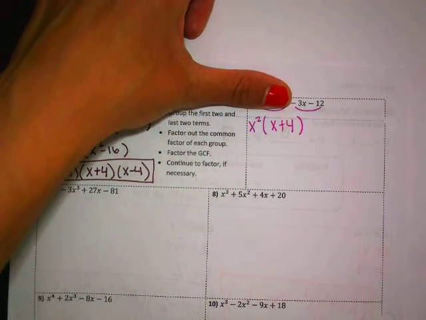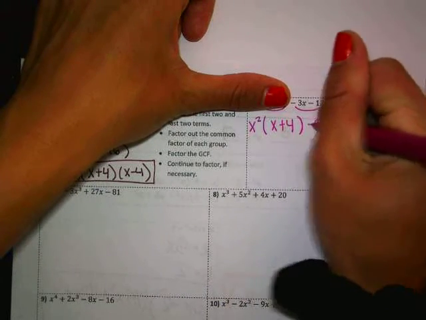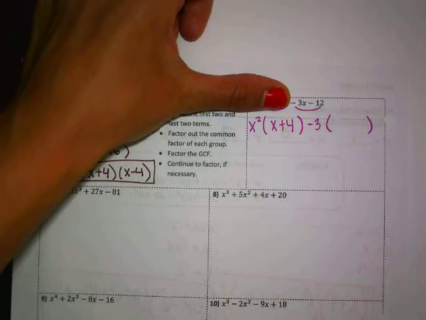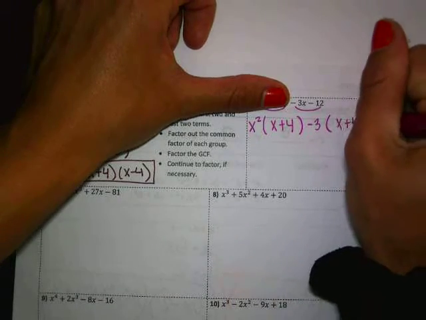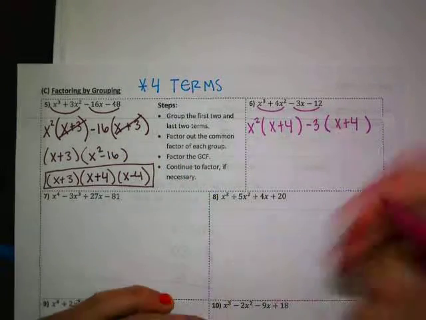What can you take out of the second two? 3. And is it going to be positive or negative? Negative. Very good. So when I take a negative 3 out, what am I left with? X plus 4, which is good because those guys should be the exact same.